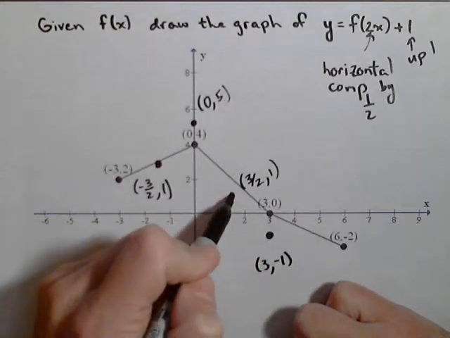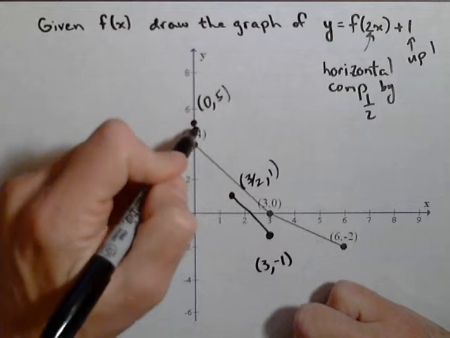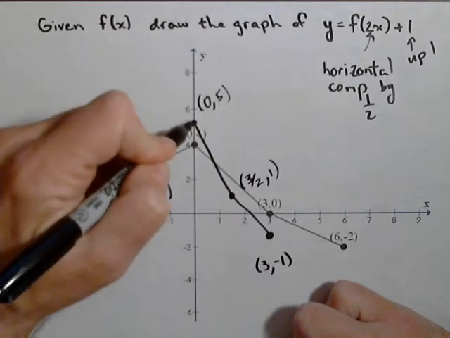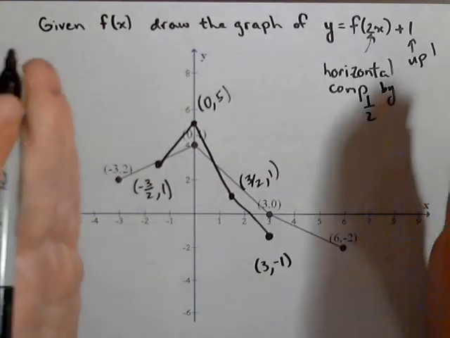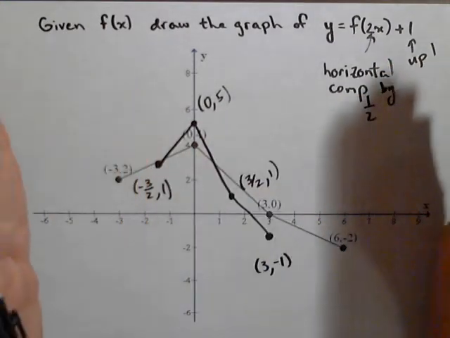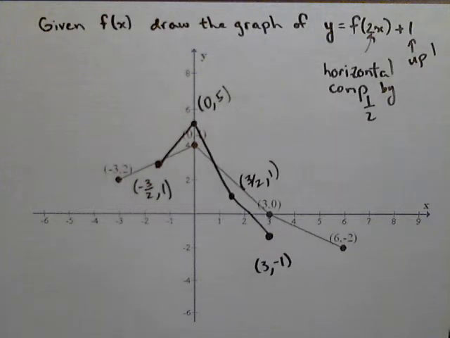And now we can redraw our graph through our points. And remember what happened. Our graph did get shifted up 1. It also got horizontally compressed, so it looks like somebody took both ends and squeezed it in towards the y-axis.